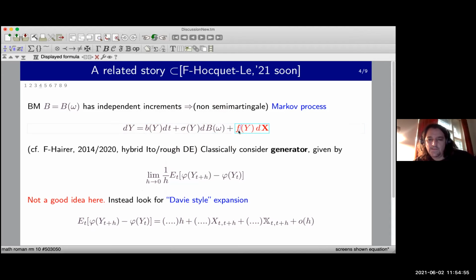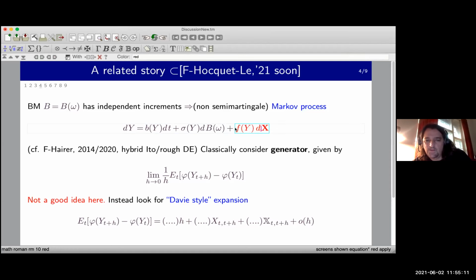And if you add this thing here, and in this audience, I hope everyone has a feel what this X should be. This is a rough path, of course. What else could it be? So it's temporally rough. It's not spatially rough. It's a good old rough path.